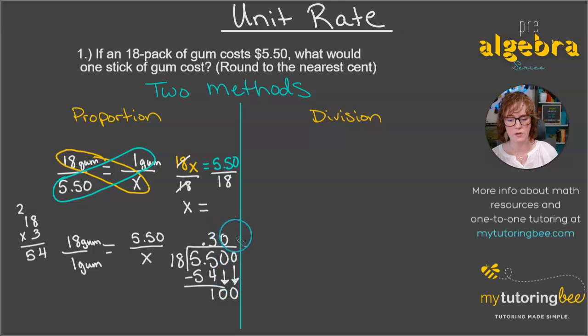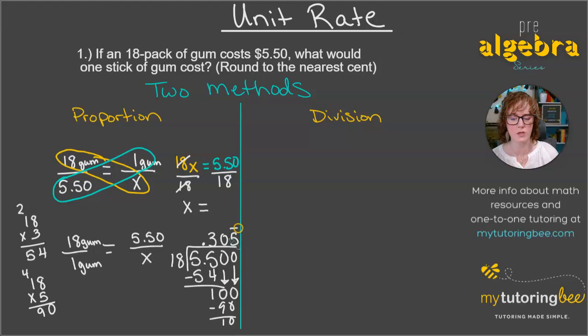18 can go into 105 times. So 18 times 5: 5 times 8 is 40, 5 times 1 is 5, plus 4 more is 9. So that gives us 90. And when we subtract, we get 10. We would add another 0 to that. So we can tell that we're just going to keep getting 100 and then 10 and then 100 and dividing.